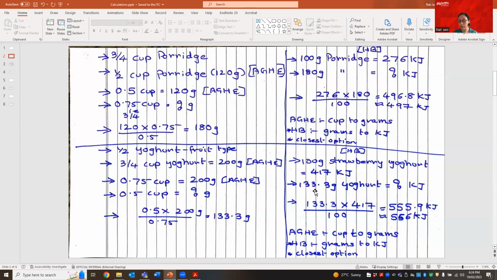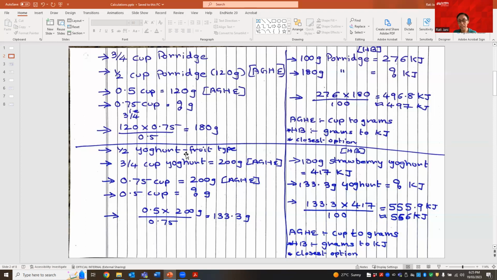Now you know you have 133 grams of yogurt. How many kilojoules is that? Again, cross multiply: 133 times 417 divided by 100. This is roughly 556 kilojoules. So the same principle I have applied: household measurements converted to grams, using a very handy document for that, the Australian Guide to Healthy Eating. The second thing I do is take that gram value, look at my handbook, and convert the grams into kilojoules, using the closest possible option.